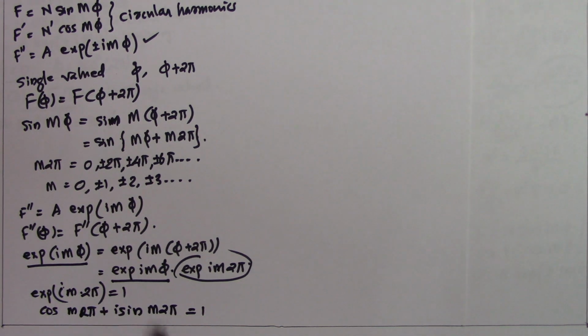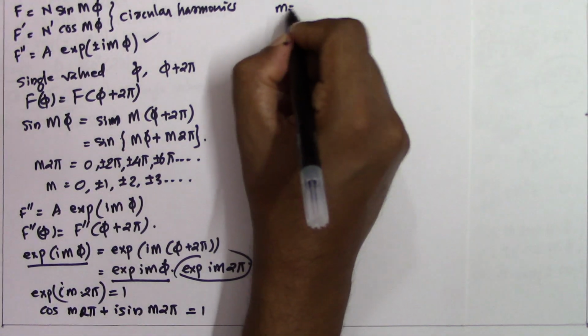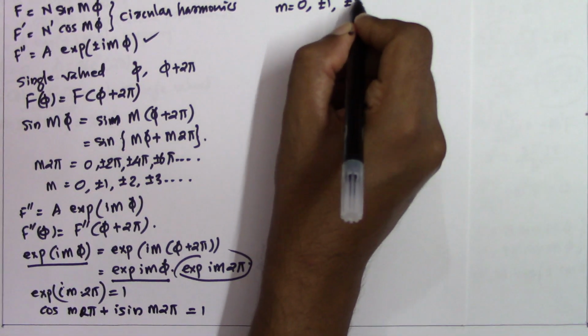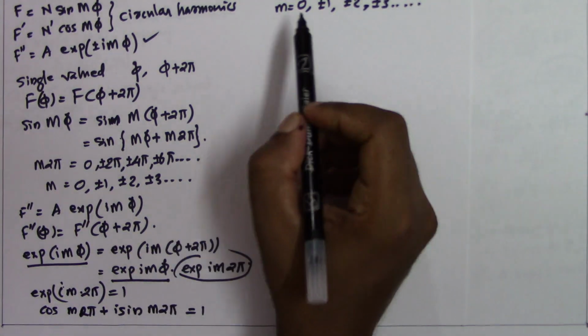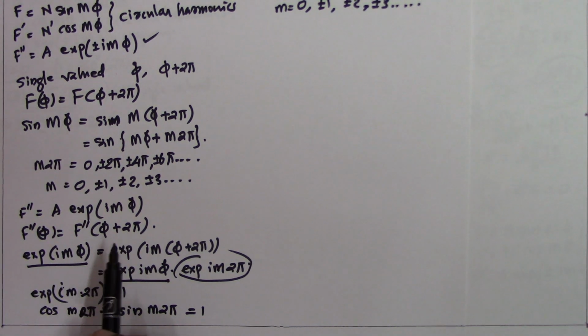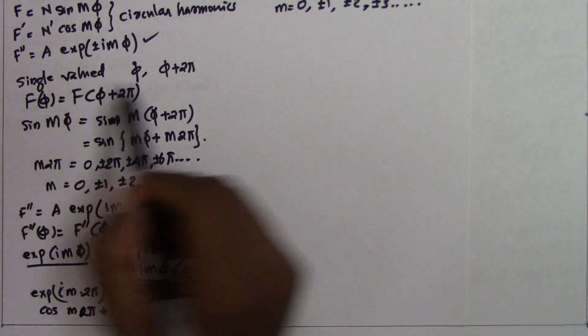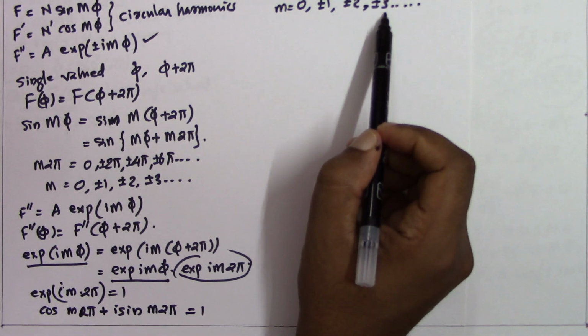So if you are expanding this exponential function in the trigonometric way, then we get cos m2π plus i sin m2π is equal to 1, and this is possible only if m is equal to 0, plus or minus 1, plus or minus 2, plus or minus 3, etc. So we get the same values of m from the imaginary set of solutions as well. So we have concluded that m can have only certain values, that is 0, plus or minus 1, plus or minus 2, plus or minus 3, etc.